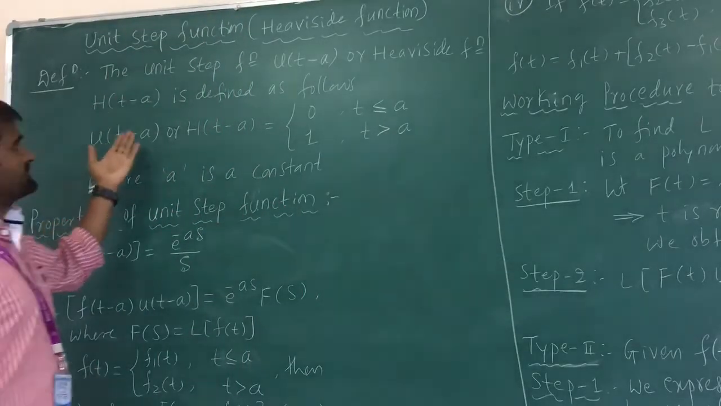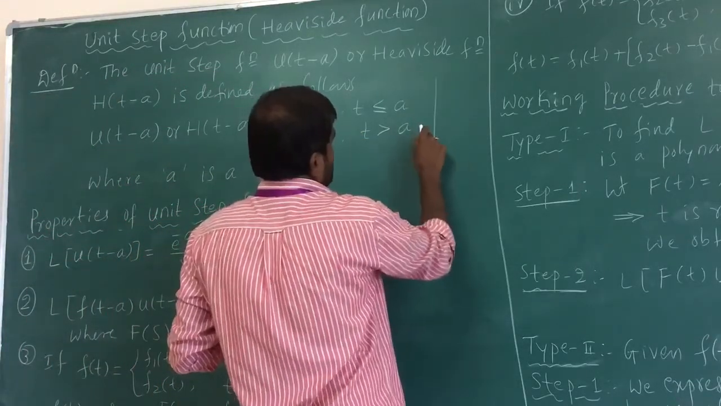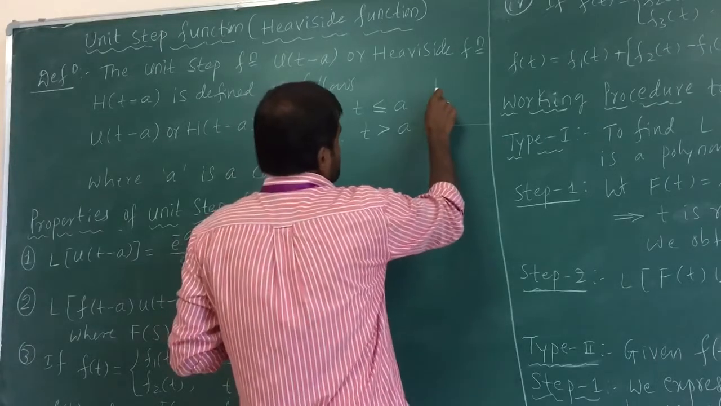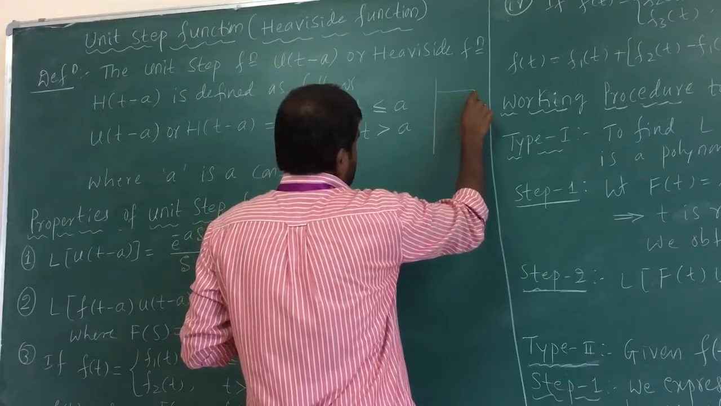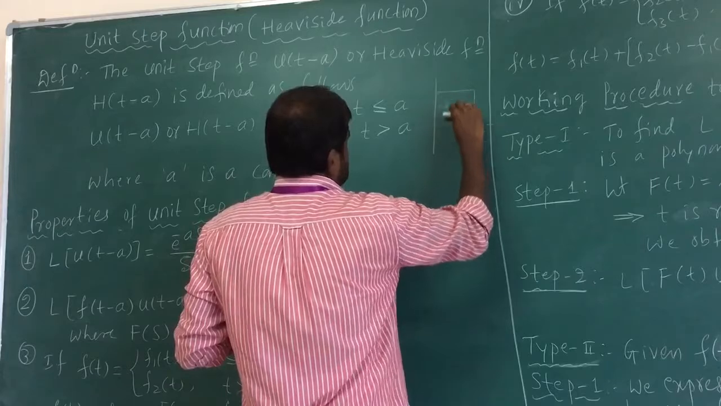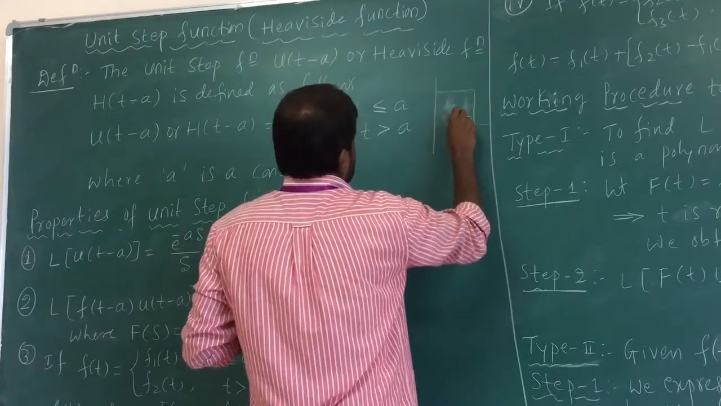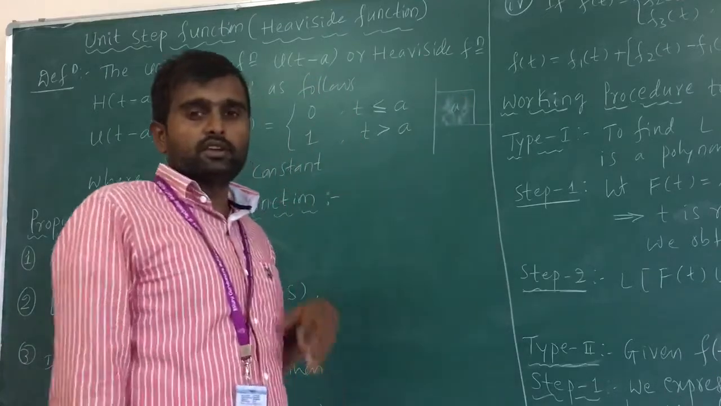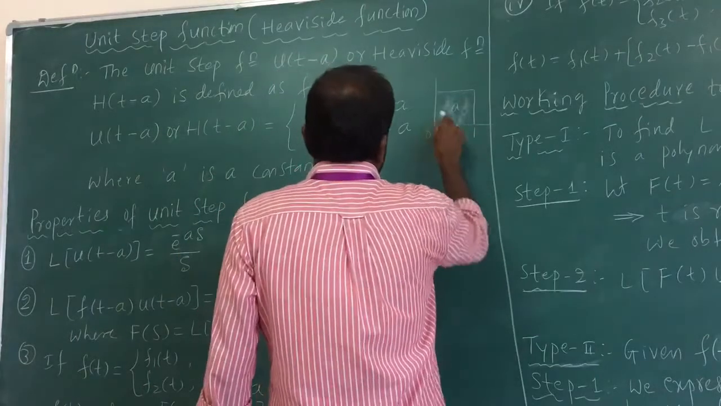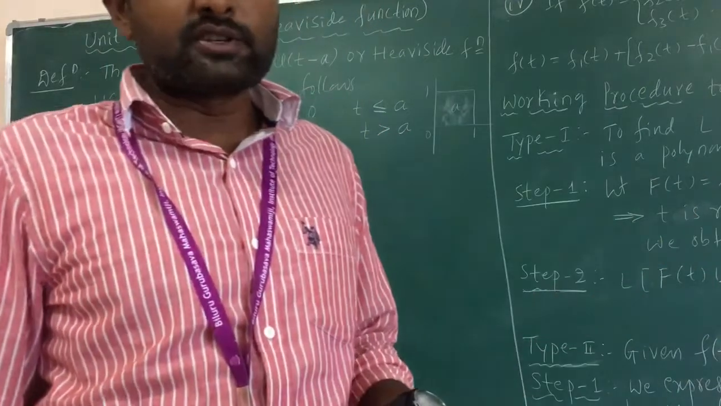Or you can call this a box function. If we have a graph in xy coordinates, this inverted box function goes from 0 to 1. So this should be the function, 0, 1. Maybe this is also a unit step function.